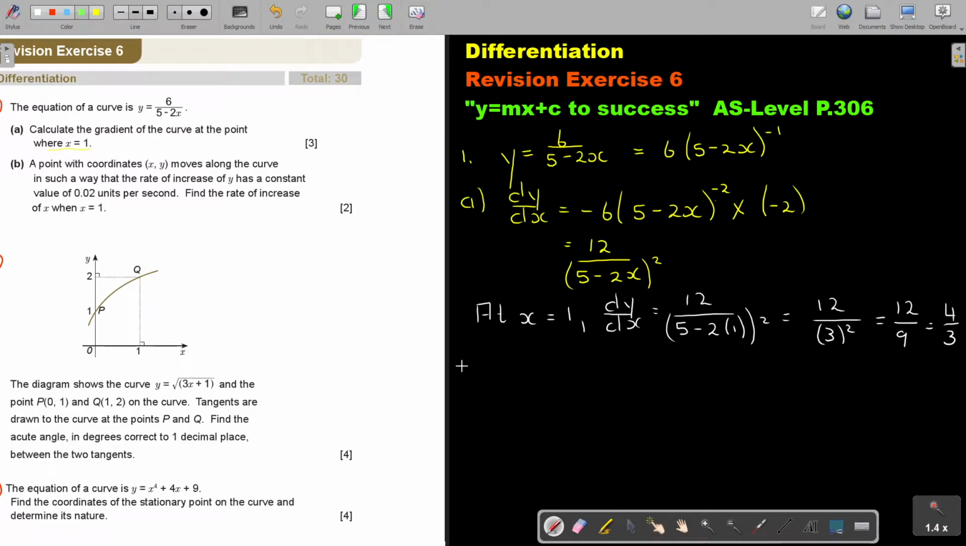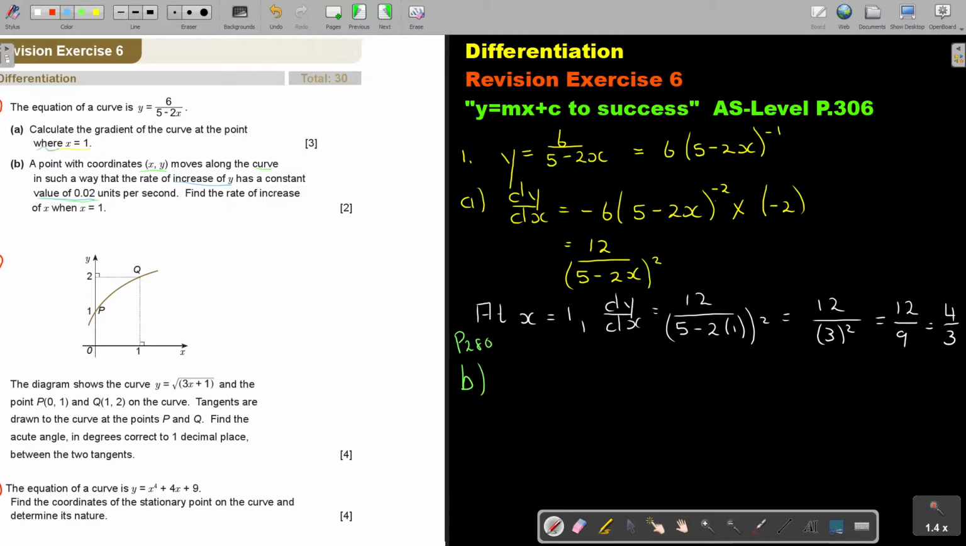Now, part B. It has to do with connected rates of change, and you can go back. I'm just checking quickly if I can see the page. Connected rate of change, page 280. You can just revise there, page 280. There we did that. So a point with coordinates x, y moves along the curve, so they're referring to this curve, in such a way that the rate of increase of y has a constant value of, that's the increase of y, very important there, 0.2 per second. Find the rate of increase of x when x is 1.